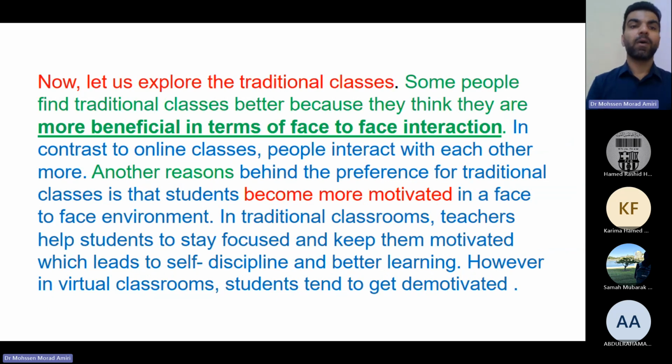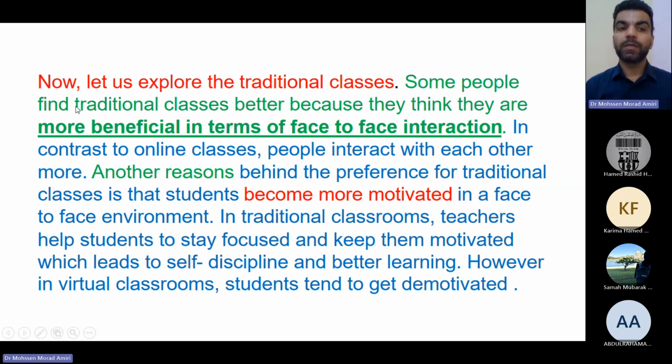Another difference. Now let us explore. Before I said let us examine, right? Now here we use let us explore. Explore again means discuss, find out. Let us, meaning let's, yalla. Let us explore the traditional classes.